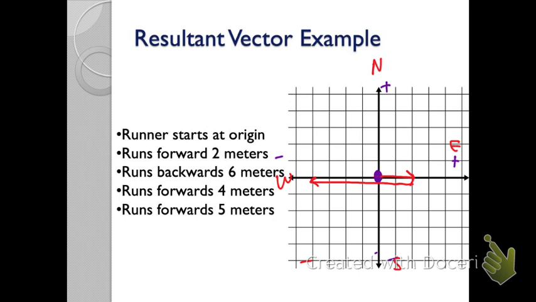Then we're going to go forward 4 meters. 1, 2, 3, 4. I happen to be back at where I started. Then we're going to go forward 5 meters. 1, 2, 3, 4, 5. So my ending point is here.